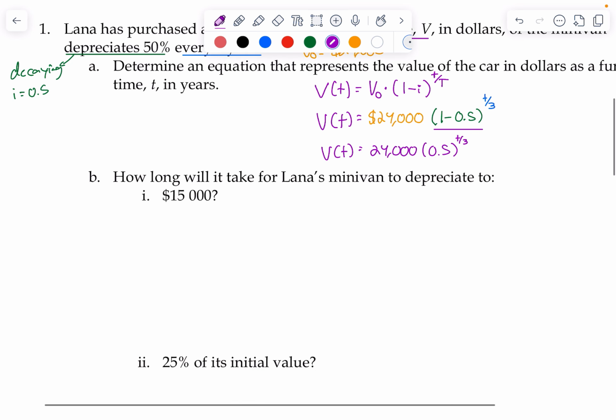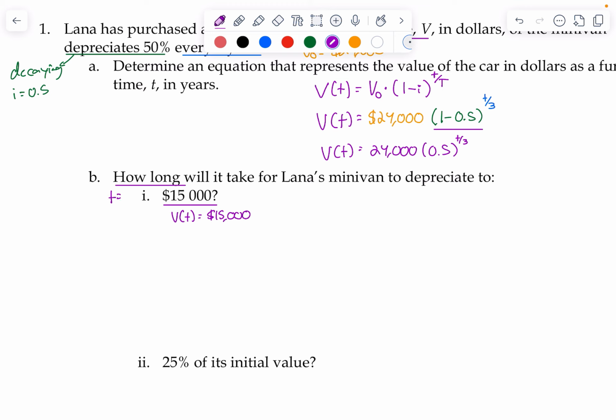Okay. Part B. How long will it take for Lana's minivan to depreciate to $15,000? So essentially this is saying, hey, I'm giving you the final amount. I'm telling you that V of t is equal to 15,000. And the question says, how long? So meaning, I'm asking you for what is the time? You're solving for little t.